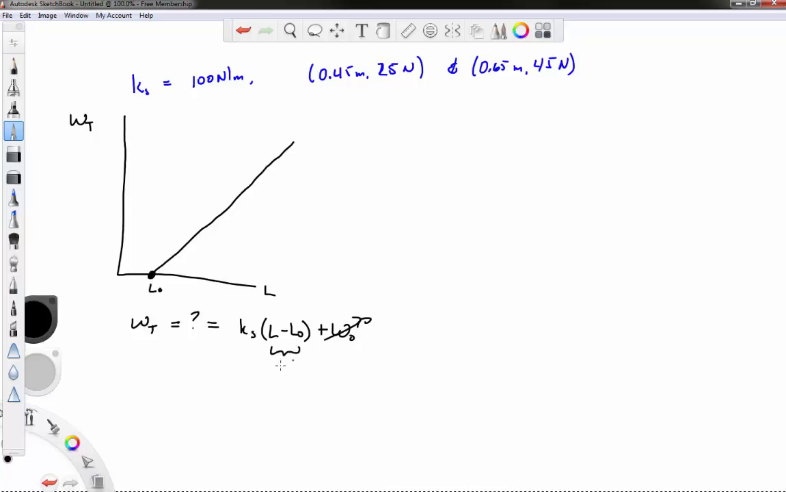This difference L minus L naught is the stretch. So this length here is actually the total length of the spring.